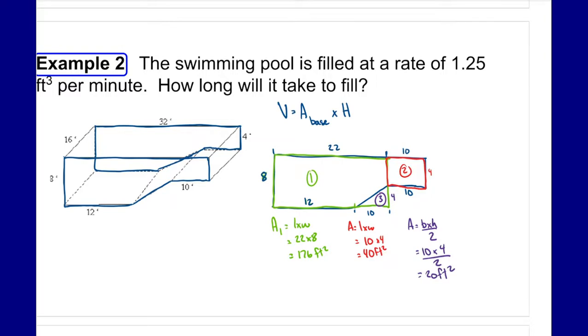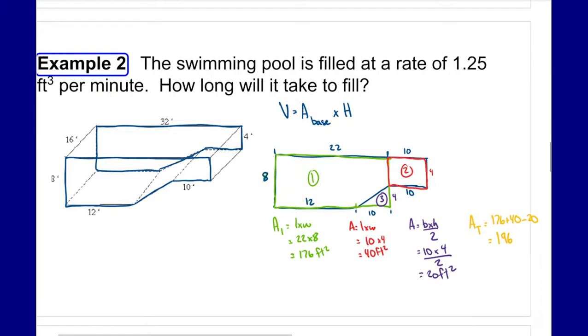Now that I have all that, I can find the total area, right? Because our goal is to find the total area of this base. So 176 plus 40 minus 20, right? We're subtracting this triangle here. When we add all that together, we should get 196 square feet. So if we were just finding the area of this composite shape, we'd be done. But we're actually trying to find the volume.